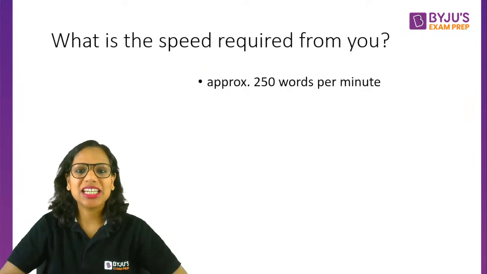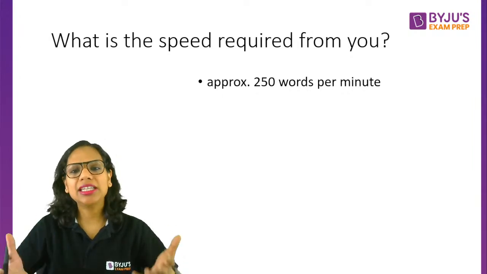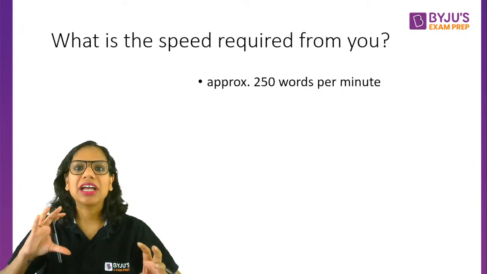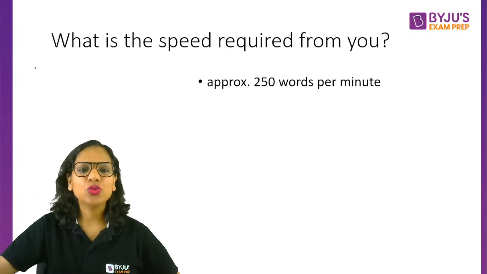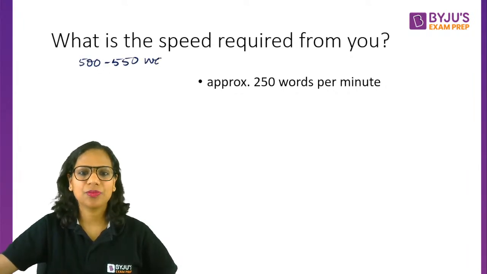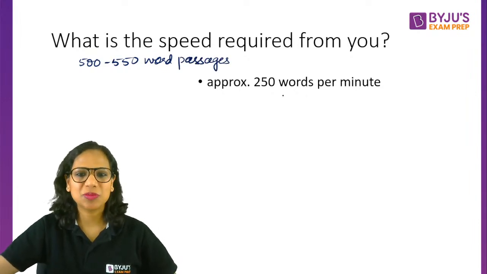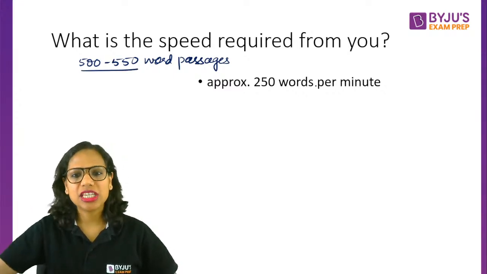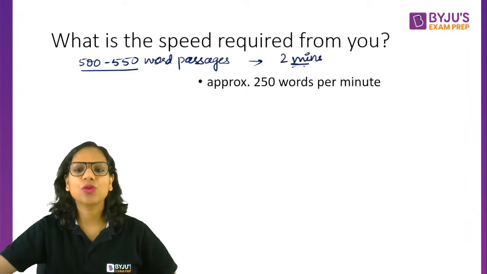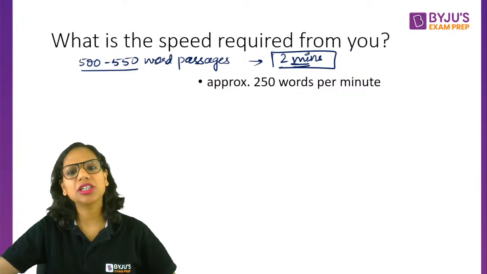Now, coming to what is the reading speed that is required from you. Roughly speaking, there are no mathematical, scientific calculations that I have done behind this. Usually you get 500 to 550 word passages in CAT. So it's very simple. The rationale behind approximately 250 words per minute: usually you get 500 to 550 word passages, and our aim is that you are able to read one passage in approximately 2 minutes.